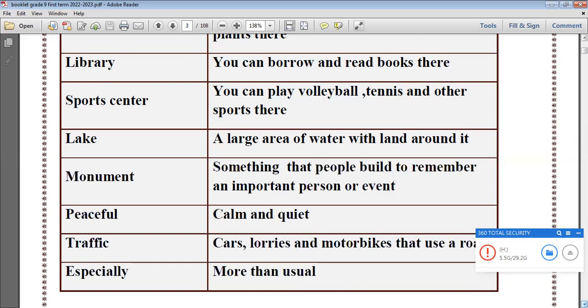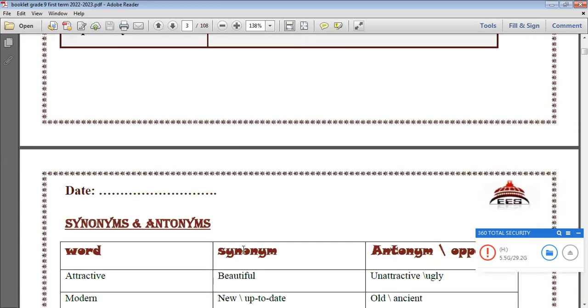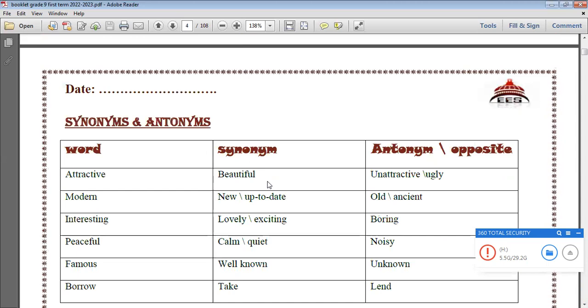We have the word traffic. Traffic means cars, lorries, motorbikes that use a road. We have the word especially here, means more than usual. Next, here we have this new word in the O.L for this year. We have the synonyms and antonyms. Well, synonym means a word that gives you the same meaning, and antonym means the opposite.